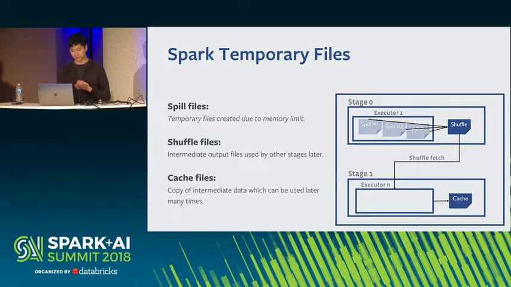The final class of Spark temporary file is cache files. Spark allows you to cache data that you might reuse in memory, but also allows you to persist this data. If you have a lot of data and you're going to use it many times, you might want to persist this onto disk. And so this is another source of Spark temporary files.